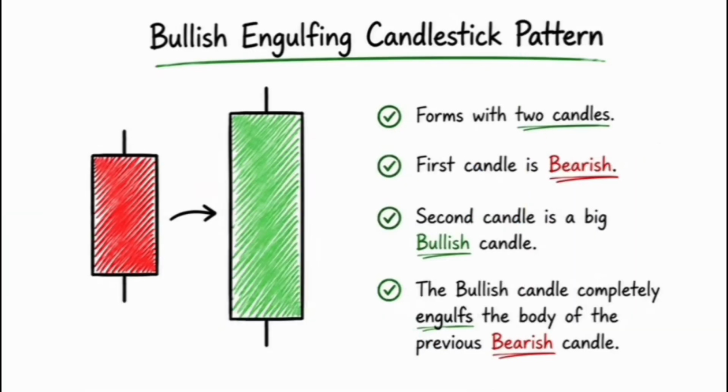Now let's move on to our third candlestick pattern, the bullish engulfing. The word engulfing means to completely cover or swallow. A bullish engulfing is a two-candle pattern.